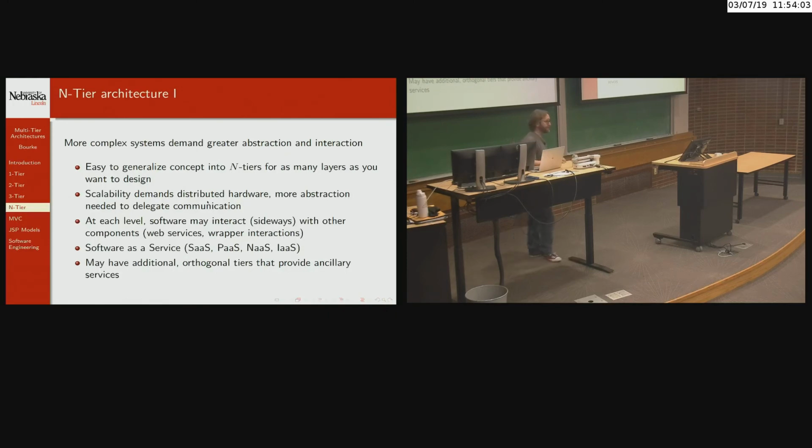It's easy to go even further. And if you've got a really complex system, you can generalize it into n tiers, not just 3, right? It might be for scalability. It might be for, well, we don't have the infrastructure to serve a huge database. Let's go ahead and have Amazon Web Services do it for us. That gets into software as a service.